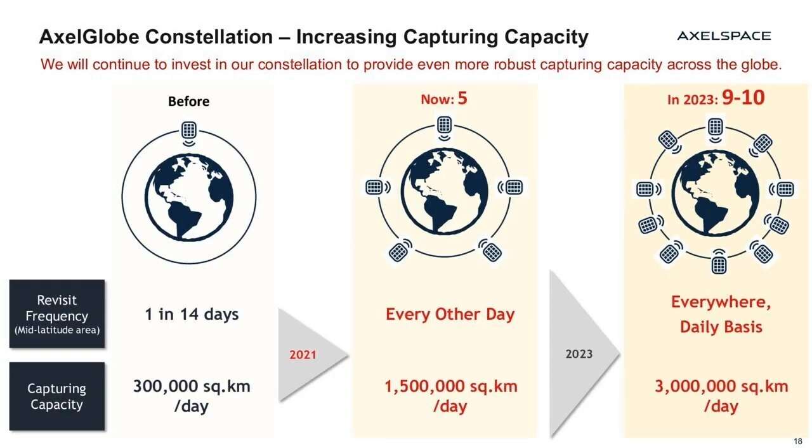On the next slide, this is something which we are planning. We are currently in the middle. We started with one satellite back in 2018. Now we are a 5 satellite constellation where we are able to capture every point on Earth on an every-other-day basis. By next year, we will be launching more satellites, and we will be able to capture every point on Earth on a daily basis with a capacity of around 3 lakh square kilometers a day, which will become one of our key positionings when it comes to capturing all agricultural land globally.